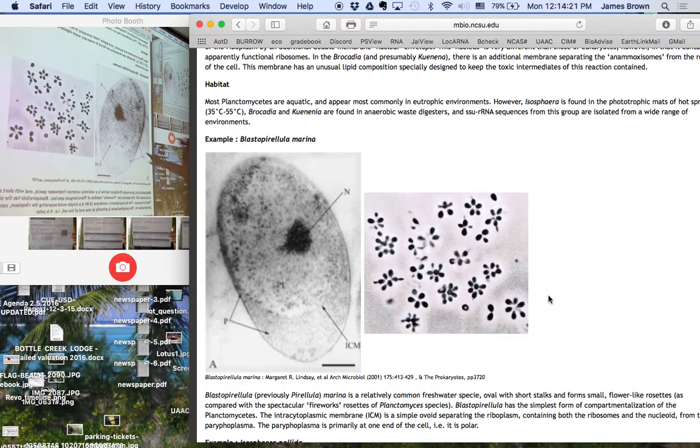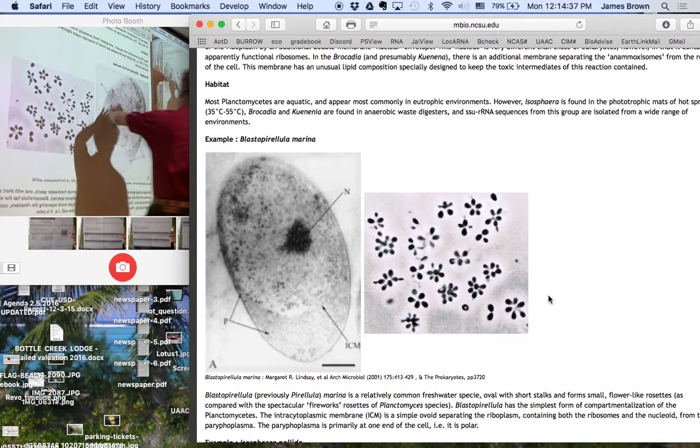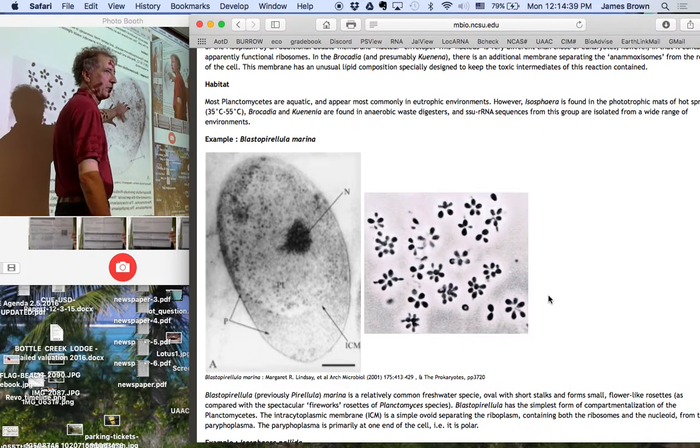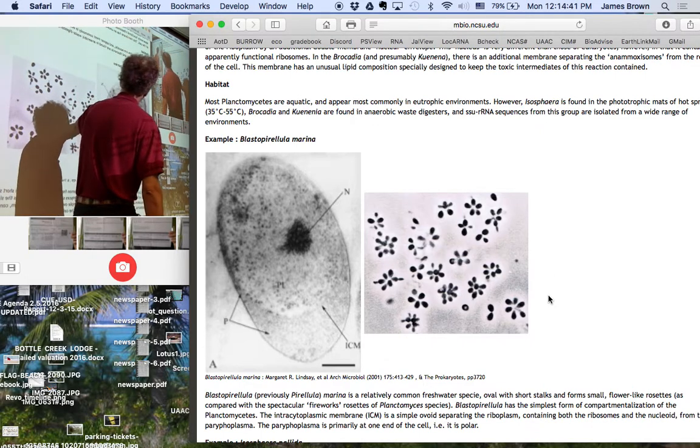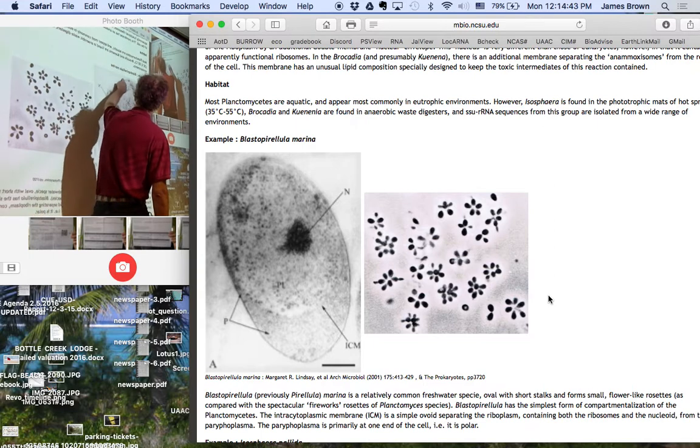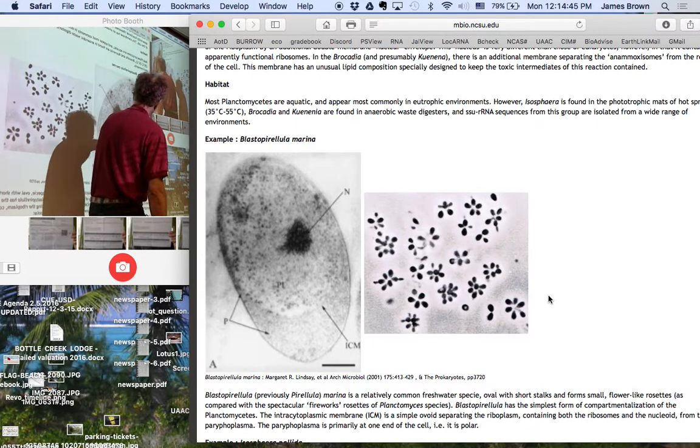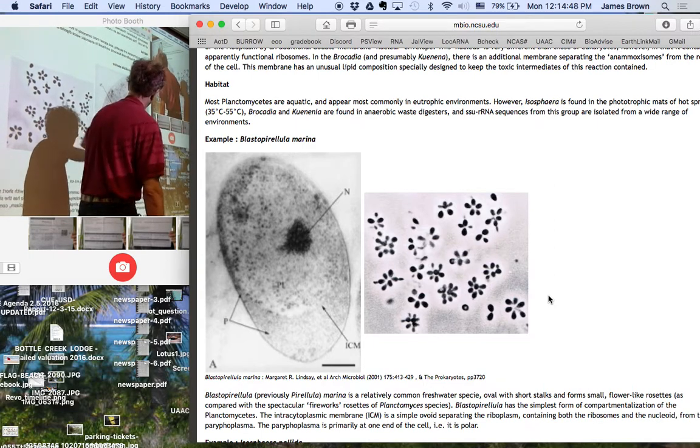Again, the nucleoid is quite condensed. This is sometimes called the riboplasm in here, and this is called the paryphoplasm. In Blastopirellula, and actually for many of these with simple cell structure like this, the membranes are close to each other around most of the cell, but at one end it's quite large.